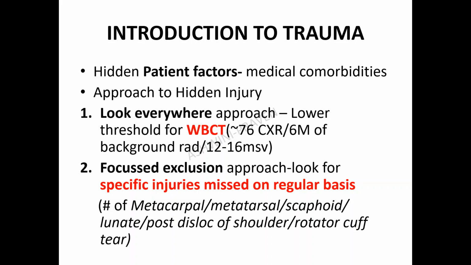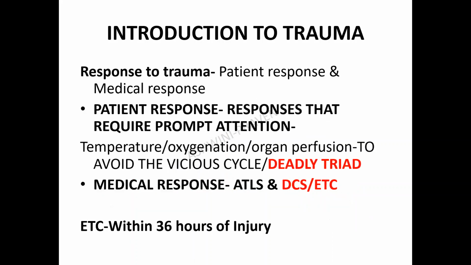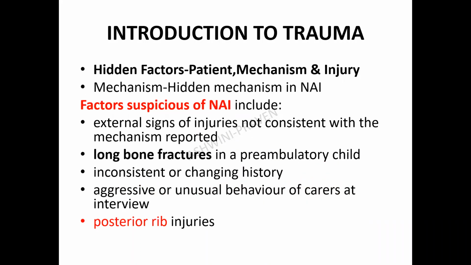Because even though a whole body CT carries a dose equivalent to 76 chest X-rays or 6 months of background radiation, there is every chance we can miss certain injuries. So you have to always have a low threshold for whole body CT in severely injured individuals, not for all patients. So that comes under the look everywhere approach or focused exclusion approach. So this all comes under the patient, mechanism, and injury.